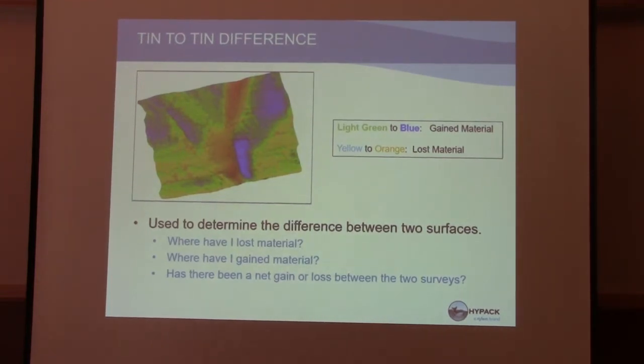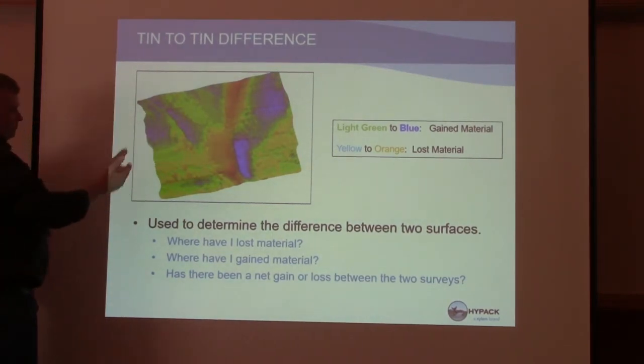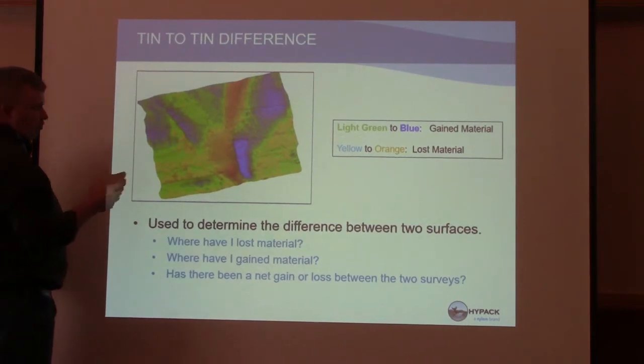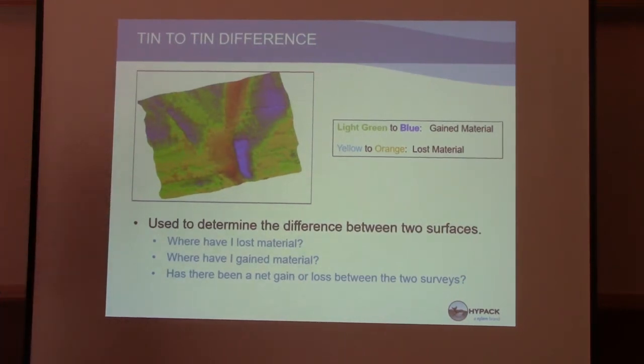The color-filled section right here is the sample I used earlier, the 3x3 and the 10x10, for everyone that was in the earlier session. Light green to blue is material that grew. It got more material. Yellow and orange, which I don't know why they put yellow as a, well, I do, because yellow is hard to read, but yellow and orange on the screen are where we lost material, so we had migration of material.